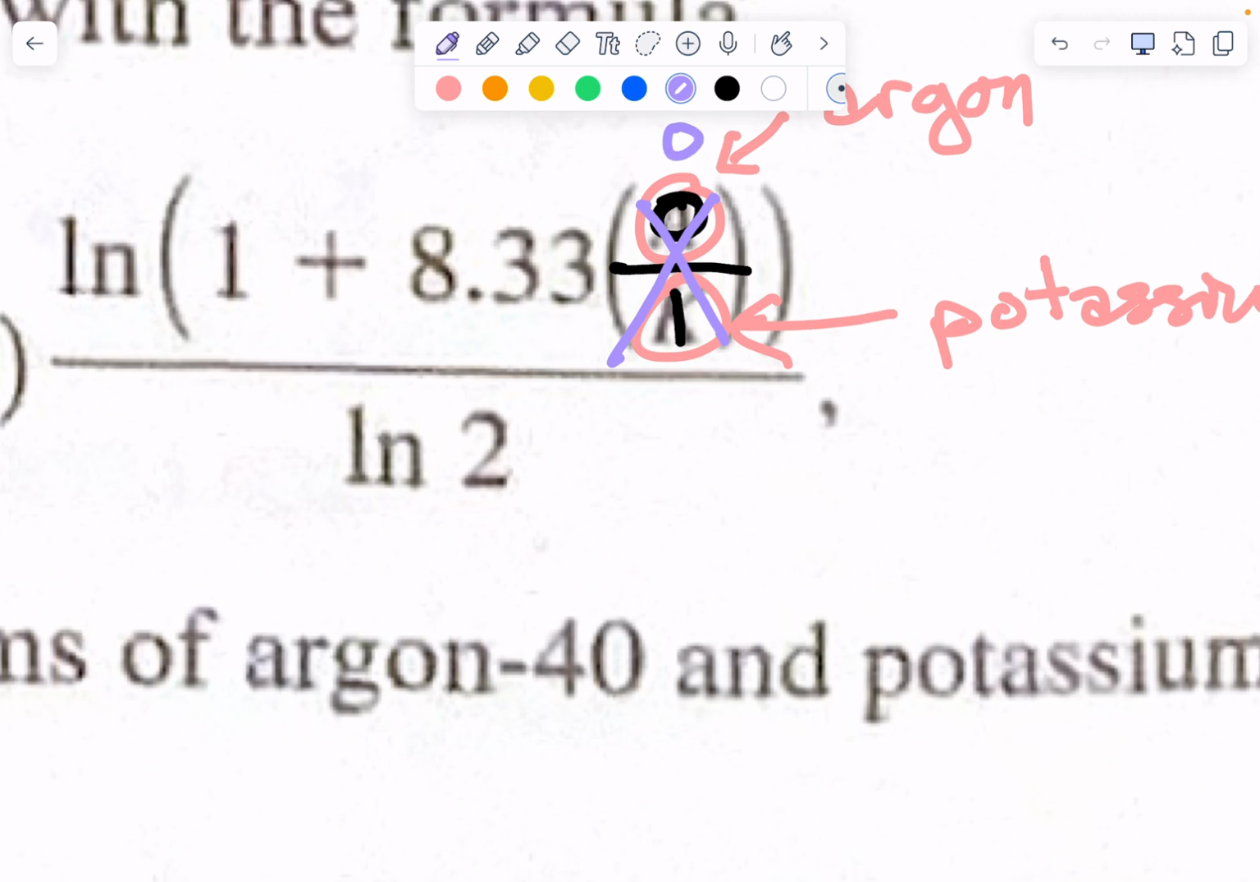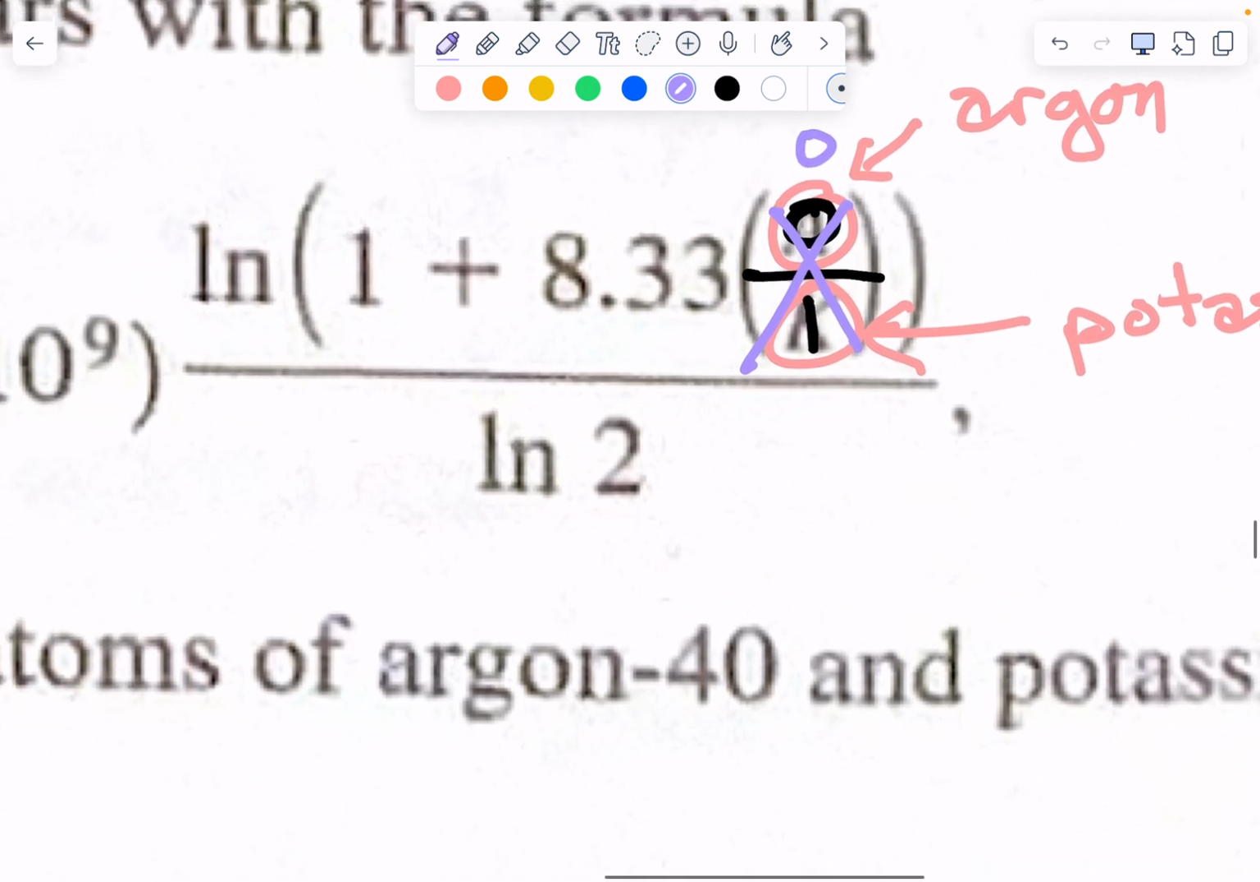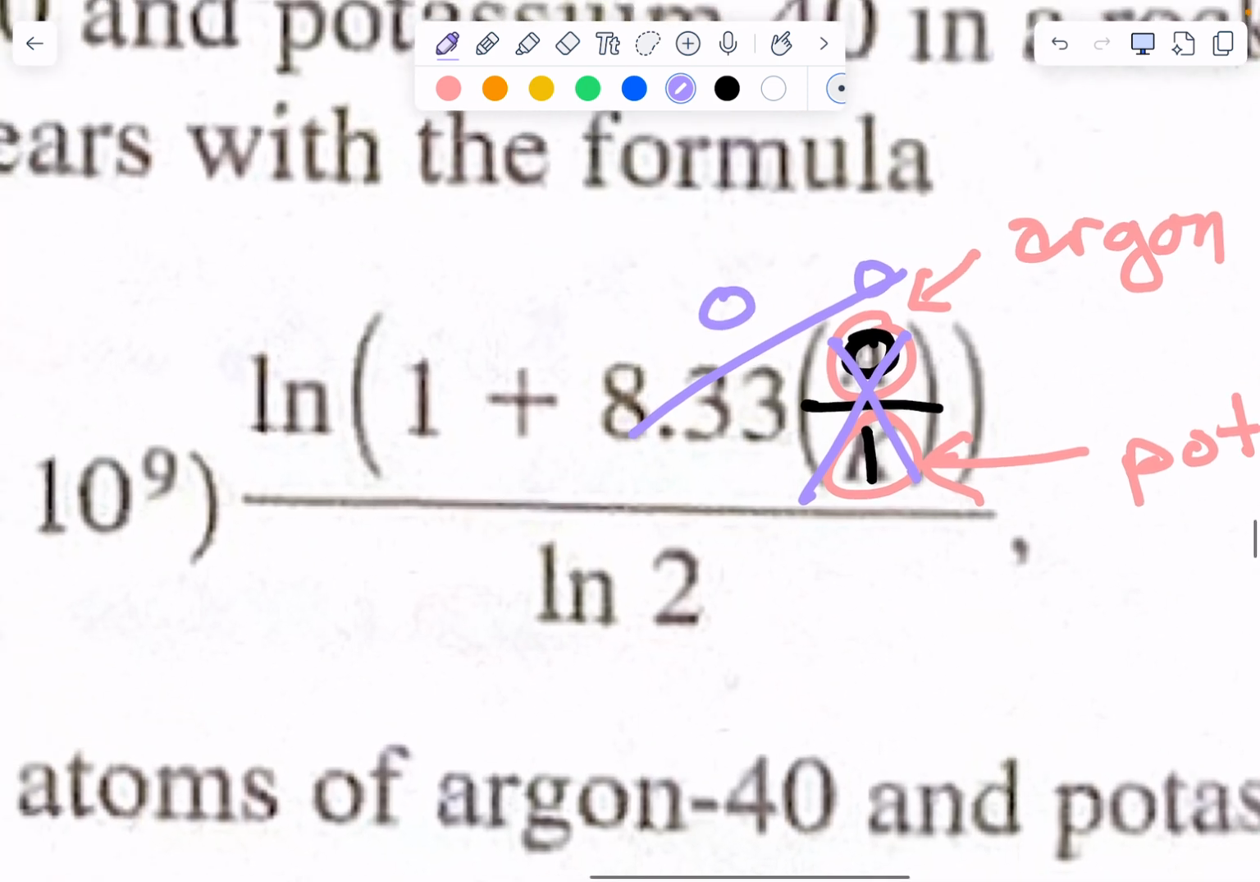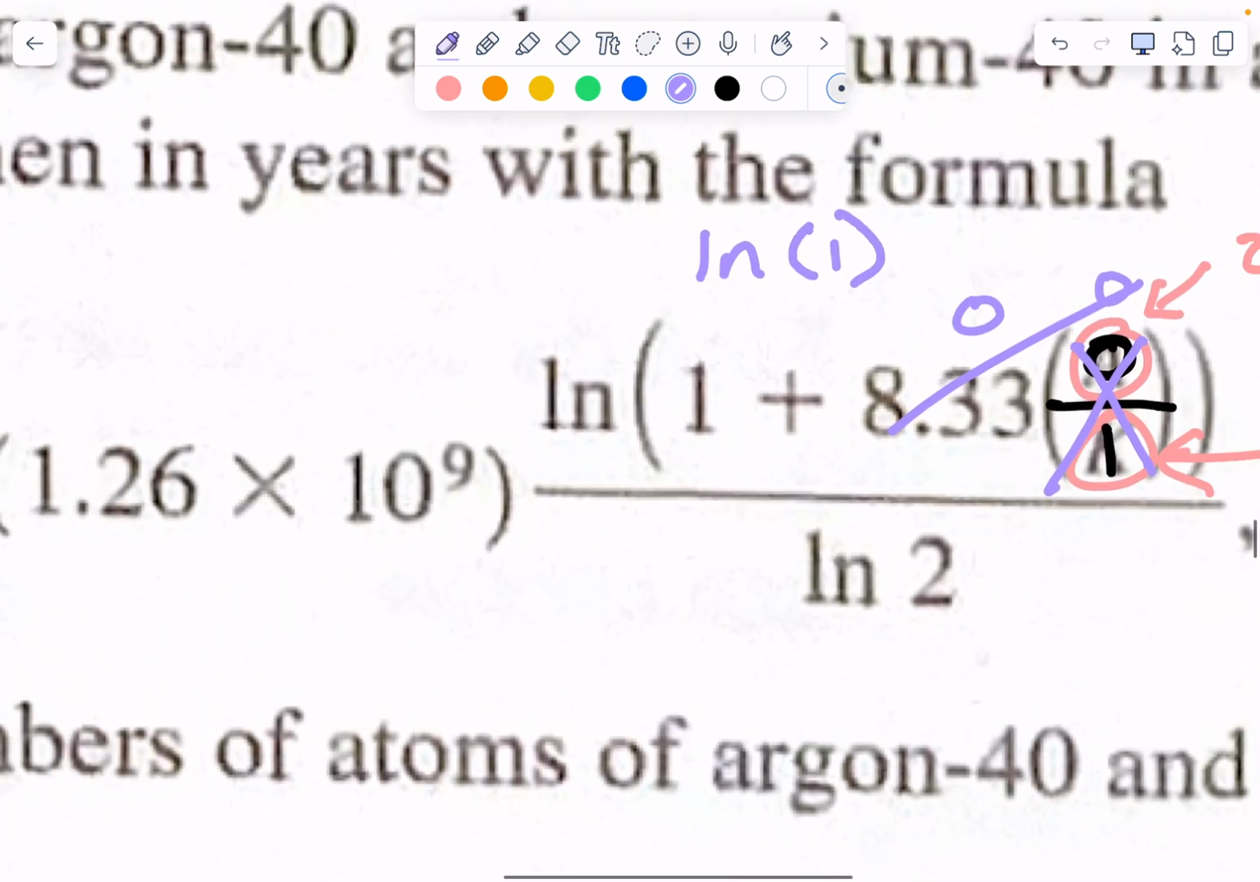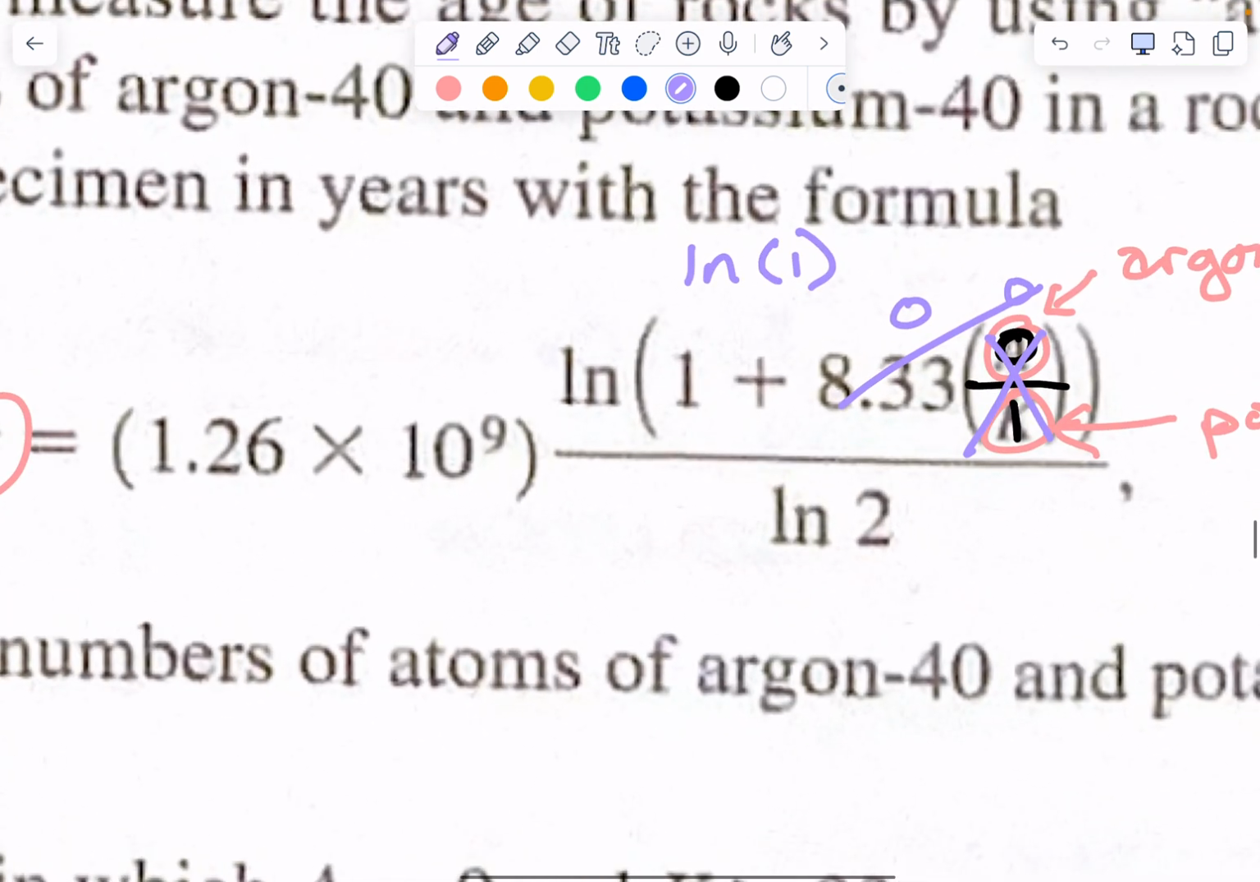Now we have 8.33 times 0 is 0. And ln of 1 plus 0 is just ln of 1 on the top here, right? So here's what I want you to do. I want you to take 1.266. What's ln of 1, by the way? Type it in. Ln of 1 is 0. Ln of 2? Everything's going to be 0.